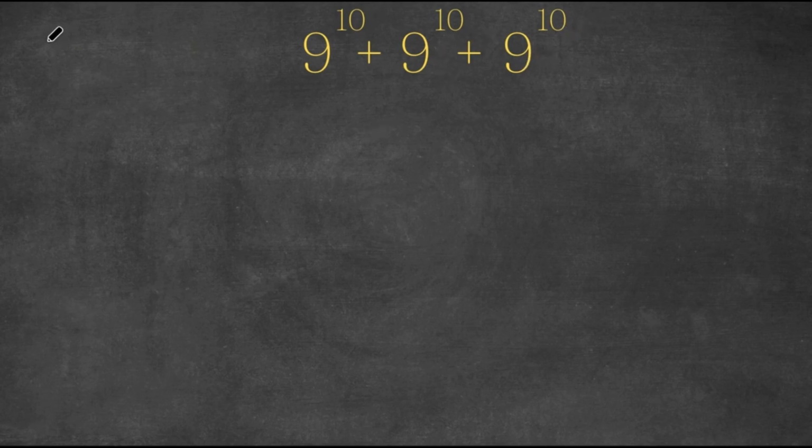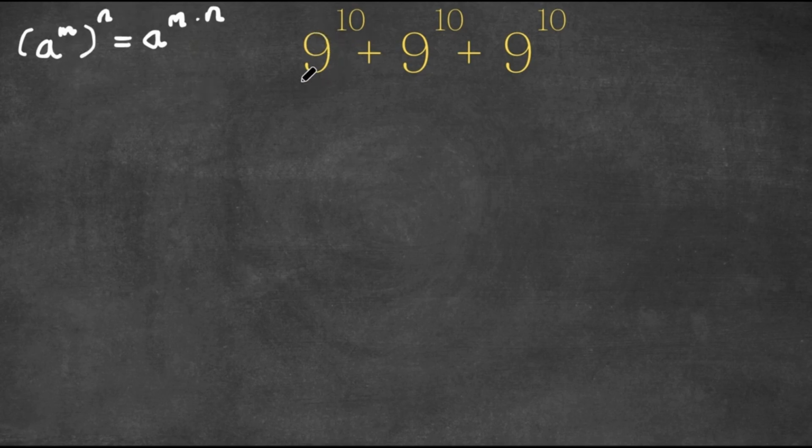Now, if we have something in the form a to the power of m to the power of n, this can be written as a to the power of m times n. And the same thing can also be vice versa. If we have something in the form a to the power of m times n, this can be written as a to the power of m to the power of n.